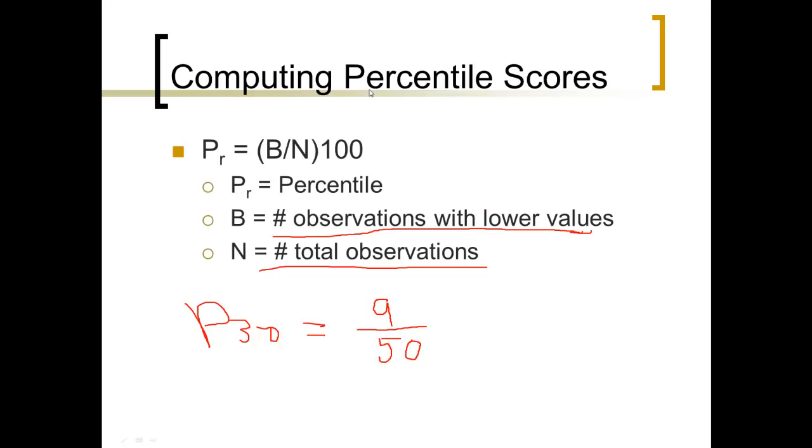So, and then of course, that would be times 100. So you'd have a decimal here, and what you'll wind up with is a percentage whenever the calculations are all done. So that is percentile.